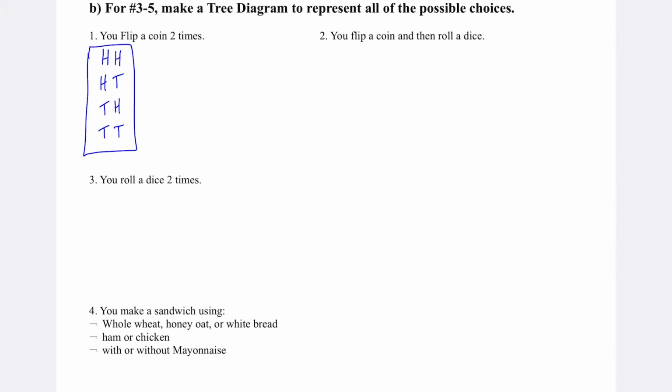Well, what if I decided to do some game where I was flipping a coin and then after that I was going to roll a die? How many different options would there be? So option 1 would be you could flip a head and then roll a 1. You could flip a head and then roll a 2. Now keep listing all the possibilities. Remember that a die goes up to the number 6. Pause the lesson, come up with your answers.